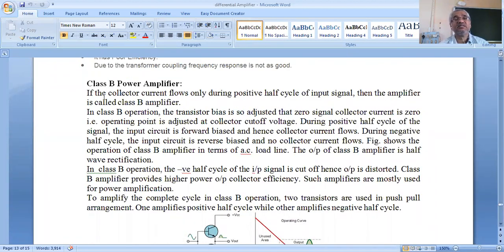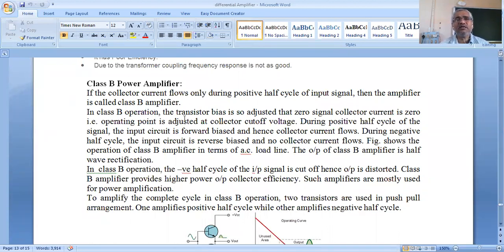amplifiers, because class A, class B and class C amplifiers are decided on the selection of the operating point. So for the class A amplifier we have selected the operating point at the center of the load line, and the collector current flows for the entire cycle of the input signal. Now let us see the class B amplifier.